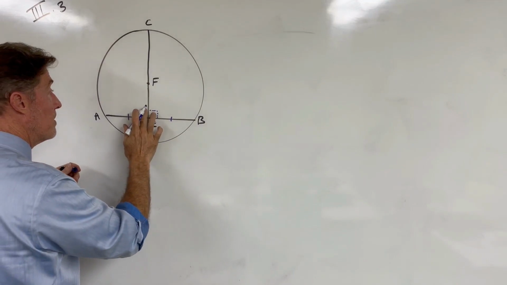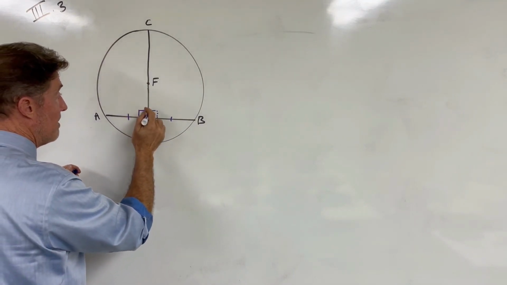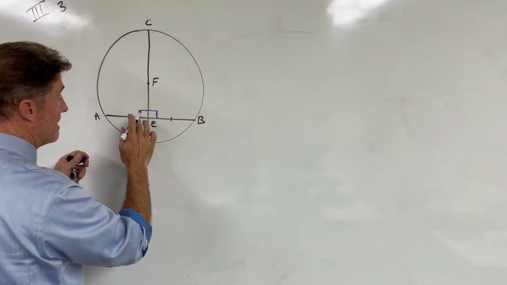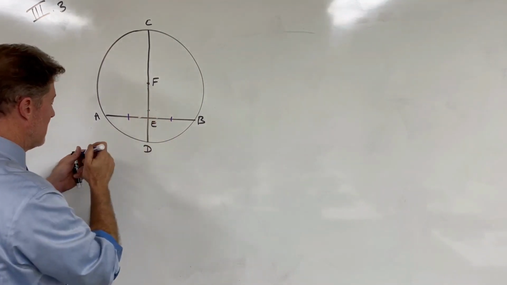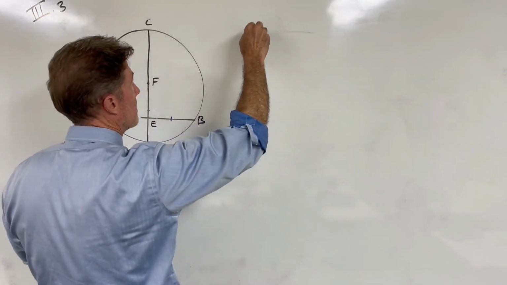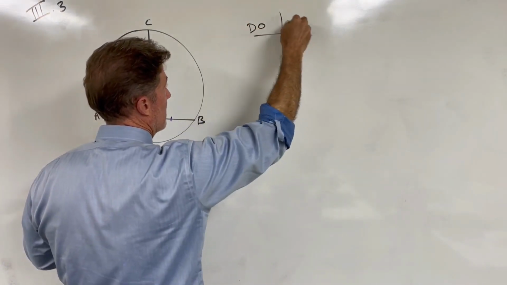And then we're going to prove the converse. If it cuts it at right angles, then it also bisects it. So we'll start with our first given. Our first given is this. So we'll keep track of what we're doing.